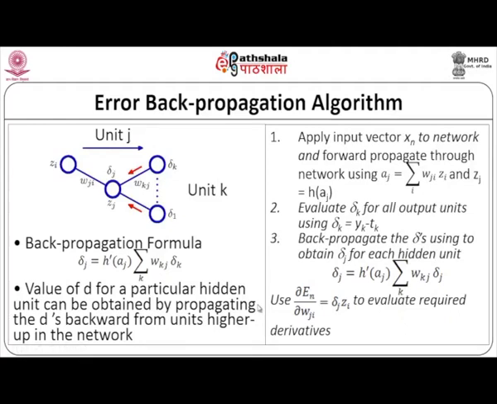So, what we are trying to do is take it forward, find the output value, and use the difference between the target and the expected values to find the error. Then we evaluate that first, and then we propagate the deltas to obtain the delta j for each hidden unit backwards from the output, and then we use the derivative to evaluate the values.